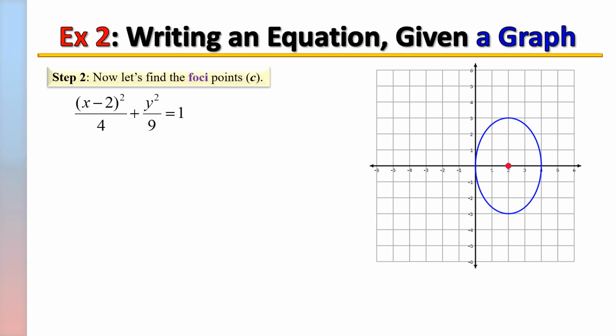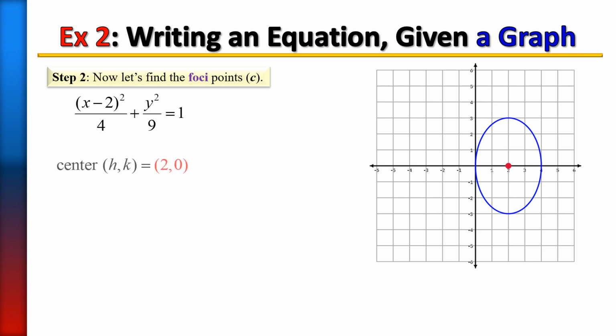Hang in there, we're almost done. Now all we have to do is find the foci, which is the c value. We already know a and b. To find c, we can plug them into that formula. So once we do that, we have 3 squared, which is 9, minus 2 squared, which is 4. 9 take away 4 is 5. Take the square root of both sides, and we can see that c will be plus or minus square root of 5.